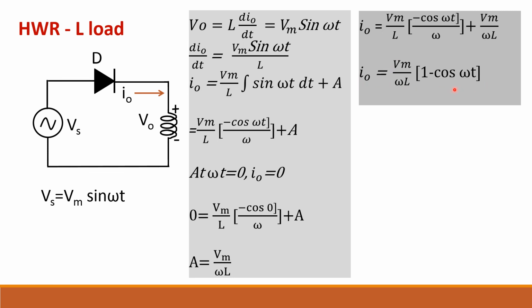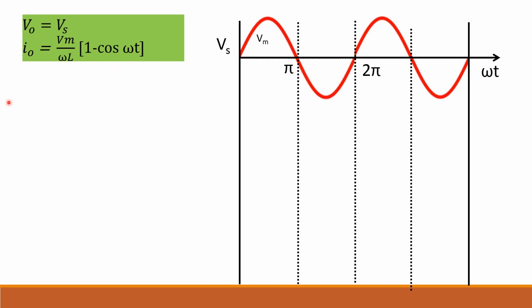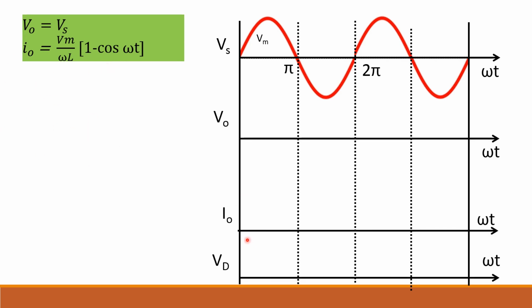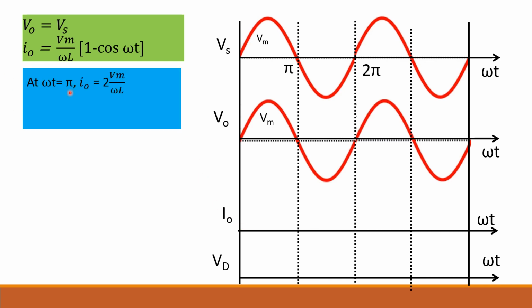Now let us draw I0. We have already derived the equation for I0, so we will draw the output current waveform. At omega t equal to pi, what should be the value of I0? You substitute omega t equal to pi here, because cos pi is minus 1. If you find the value, you will get this. And at another limit, omega t equal to 2 pi, what is the value of current? I0 is 0. So you draw this waveform. This is the value of I0.